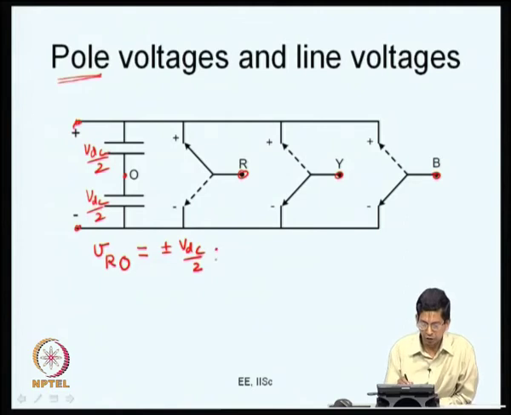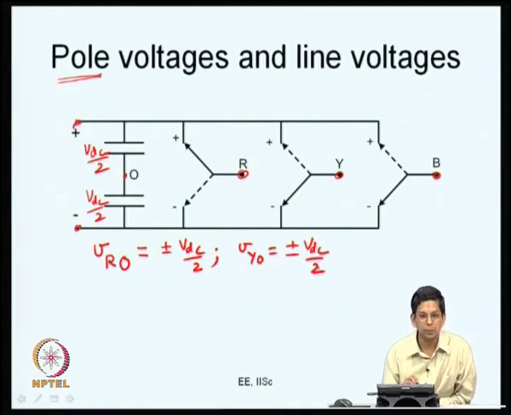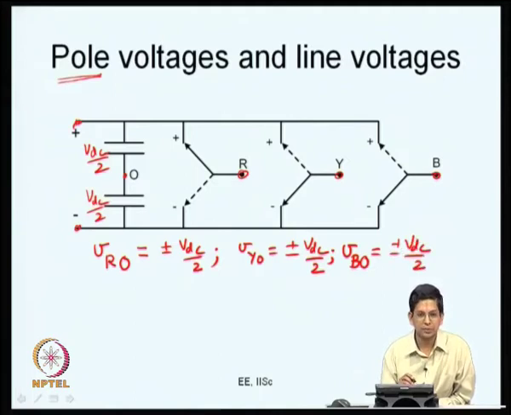Similarly, you can define VYO, the voltage at the midpoint of the Y phase leg, and VYO can also take the values of either plus VDC by 2 or minus VDC by 2. Similarly, you have VBO, the voltage at the pole B measured with respect to the DC bus neutral O. This is also equal to plus or minus VDC by 2. So, these are pole voltages.